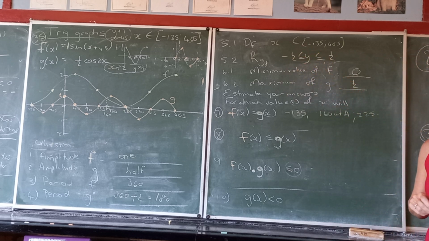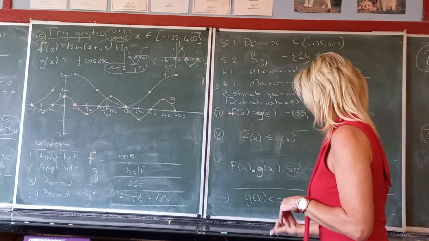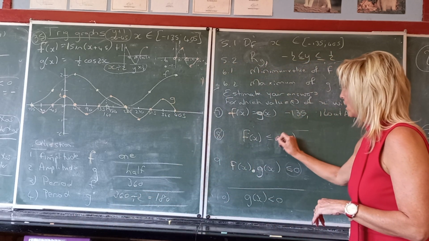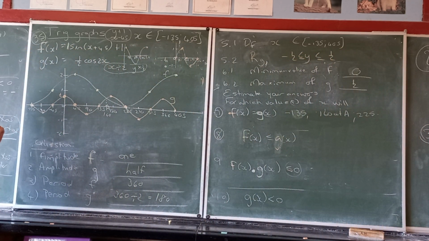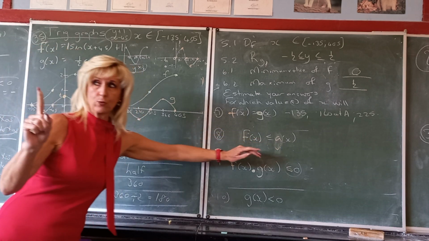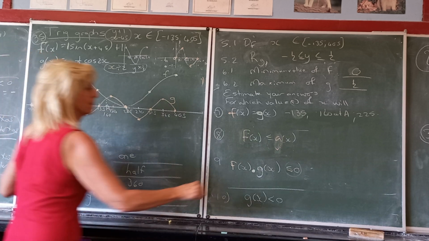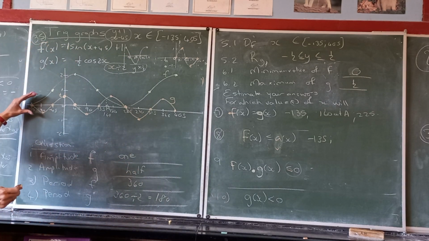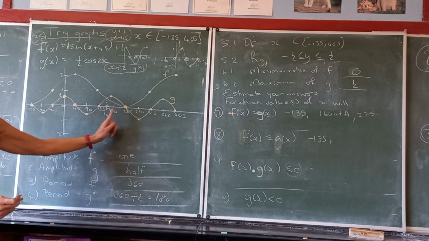So now where is F? I've changed it around. F is the yellow one below the orange one. So where is the yellow below the orange? Or equal, don't forget. Below or equal. Negative 135. Just that one little one. And where else is the yellow below? 160. Okay, whatever you said, 160 up to 225.